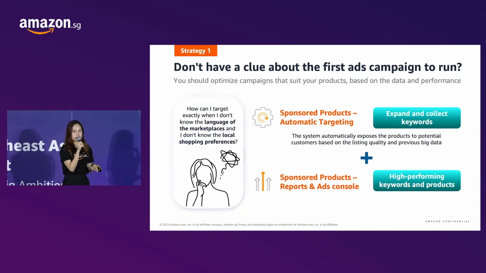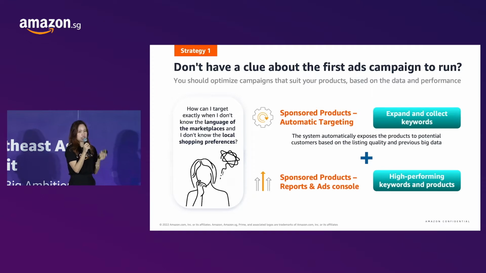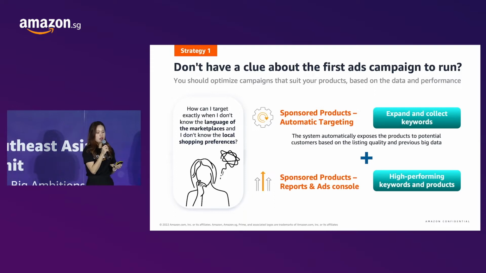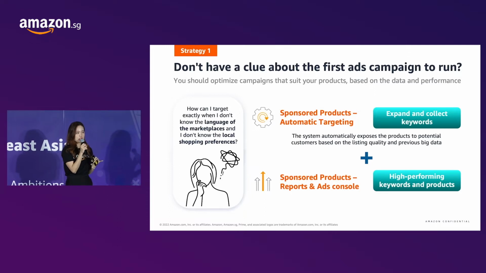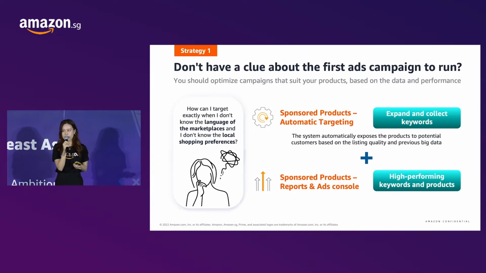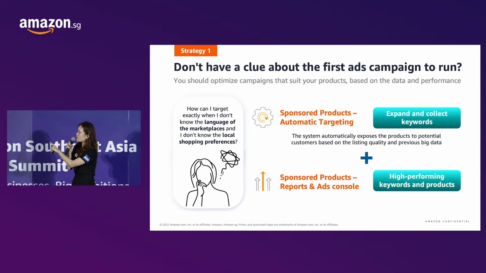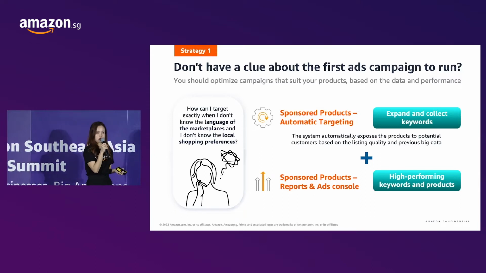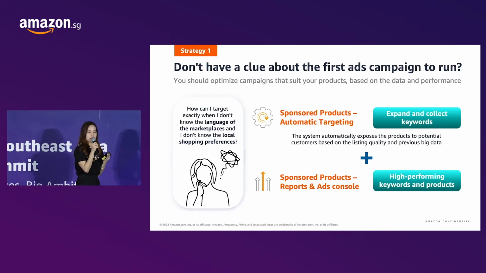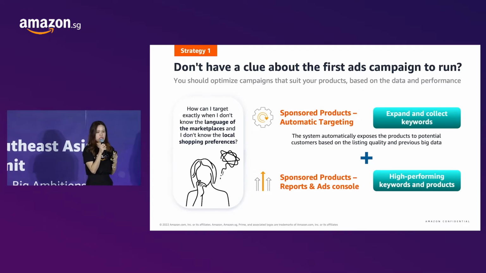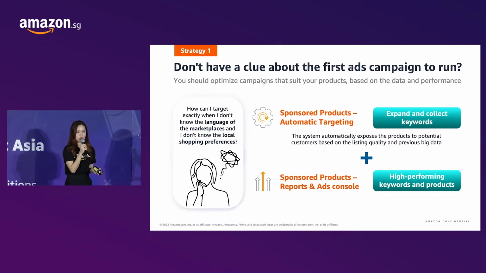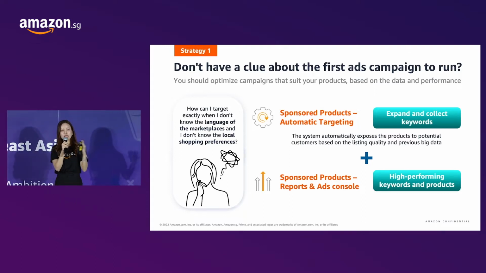When I start sponsored products, for the shopping preferences and getting the data, the first thing that you have to do is to start automatic targeting. This is the key: Amazon automatically exposes you to different placements to potential customers who are likely to buy, who are likely to purchase your products based on the listing quality and previous big data. So start from automatic targeting and expand your impressions. In advertising, there are several metrics that we see for our advertisers in Amazon. Impressions, clicks. Impressions is how many customers are actually looking at you, and clicks is how many of them are actually clicking after seeing you.